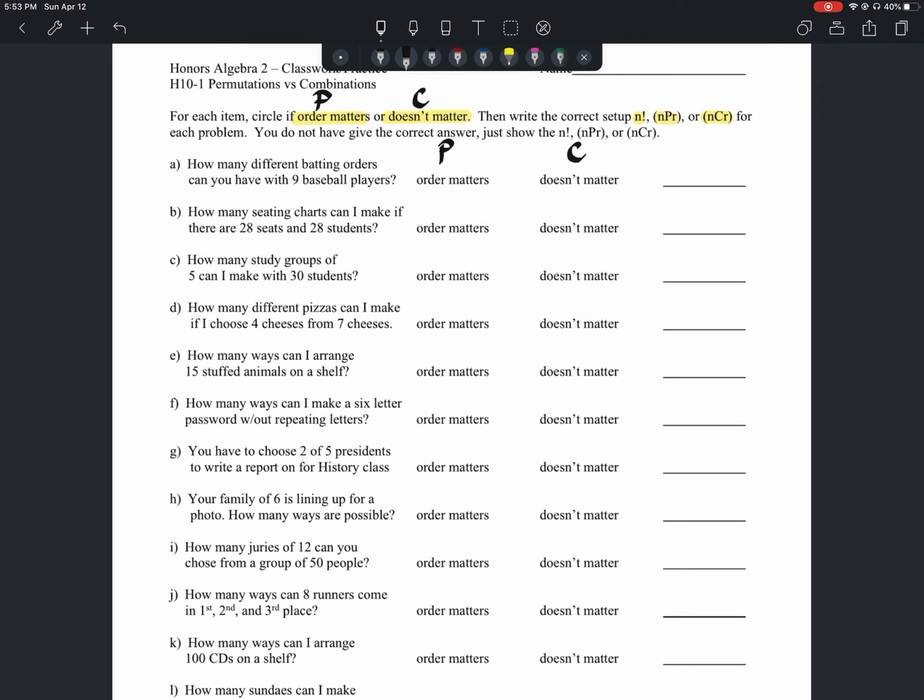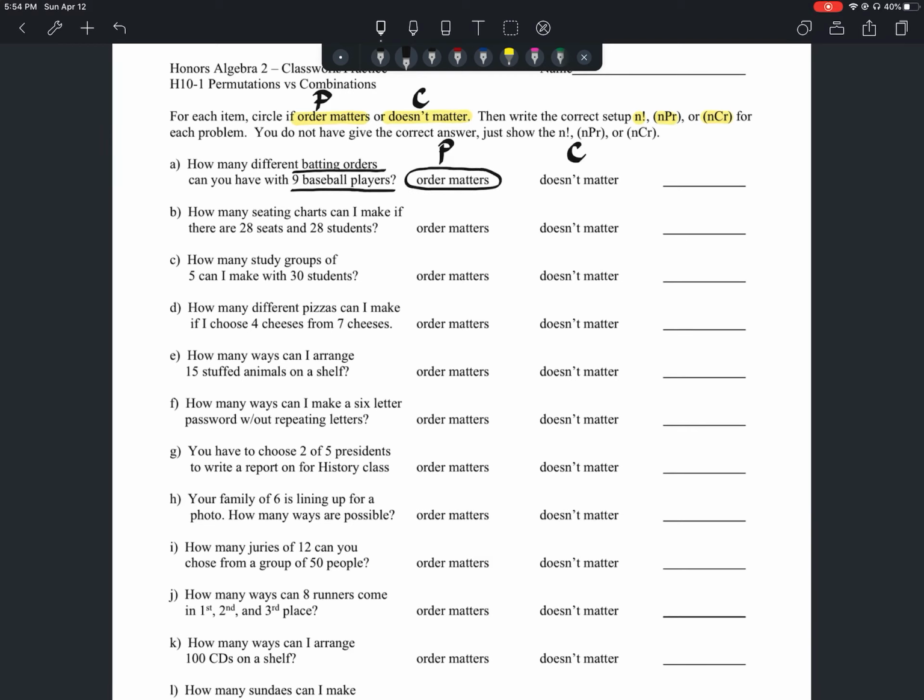How many different batting orders can you have with 9 baseball players? Okay, so in baseball, there are 9 spots in the batting order. So if we have 9 spots in the batting order and we have 9 players there, we're trying to figure out the order in which they're batting. So order obviously is going to matter in this one.